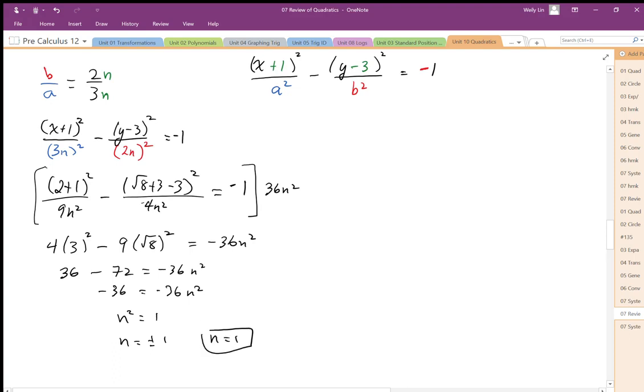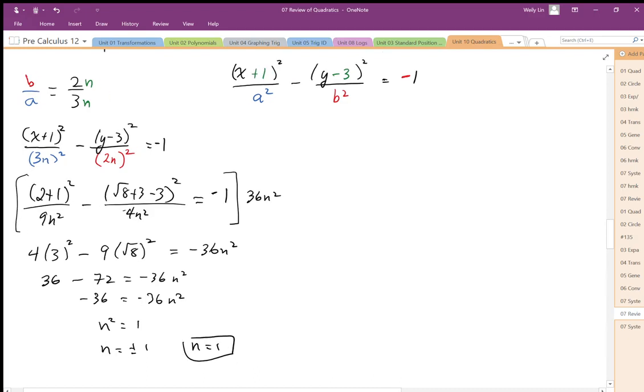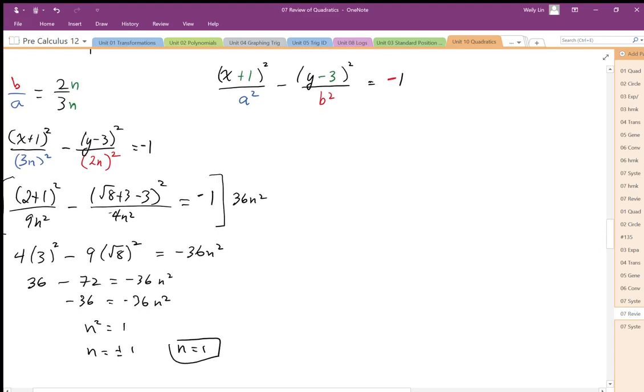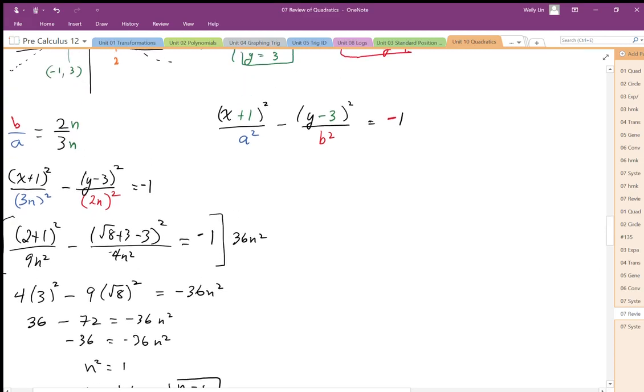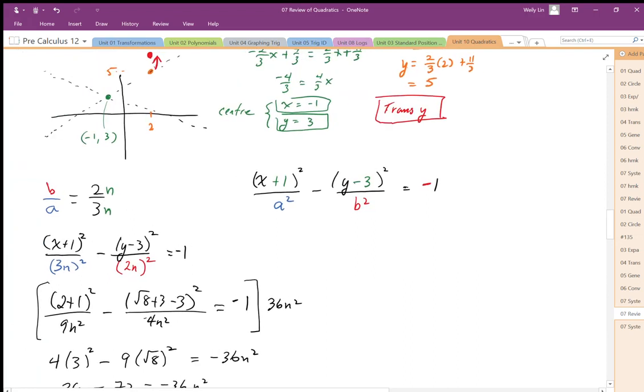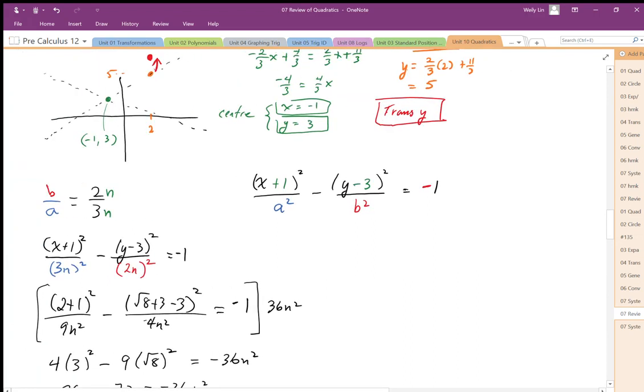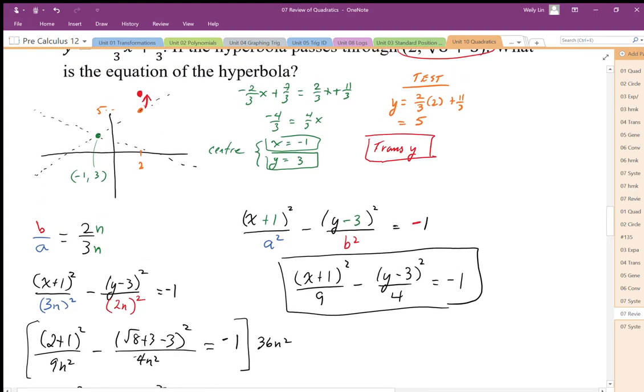So that was a lot of work to establish that a was 3, b is 2, but we need to do that because without that we don't know what the actual values of a and b are. So if I want to write my equation, my final equation is going to look like this: x plus 1 squared over 9 minus y minus 3 squared over 4 equals -1. There's my final equation.